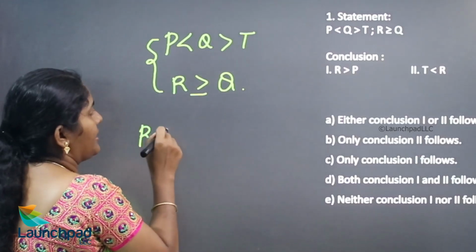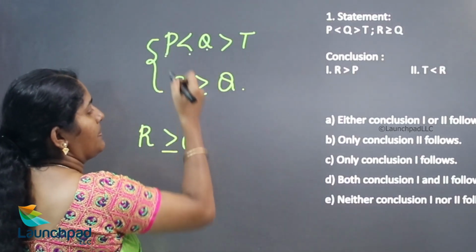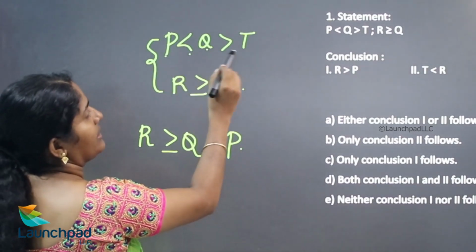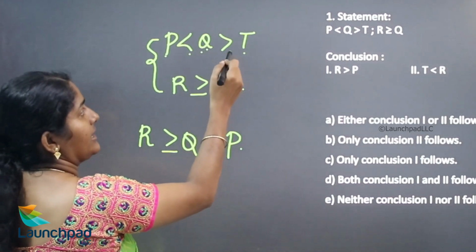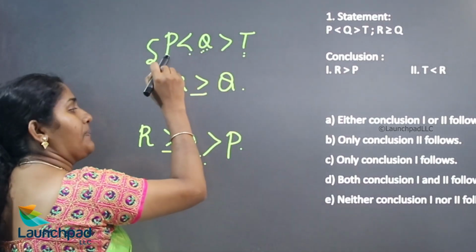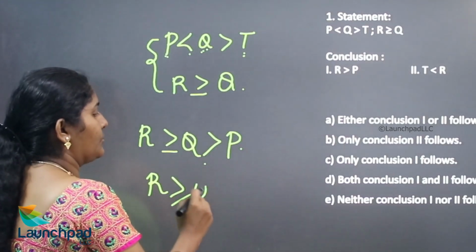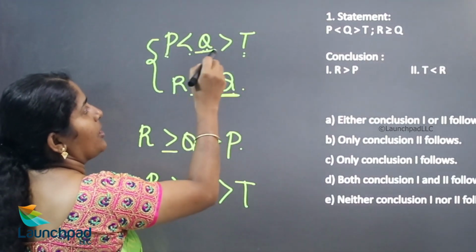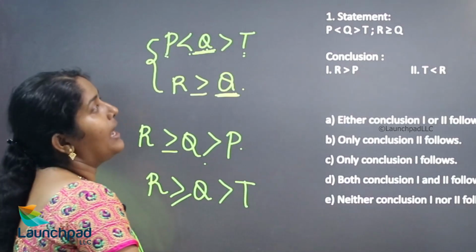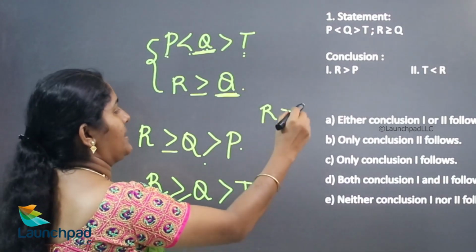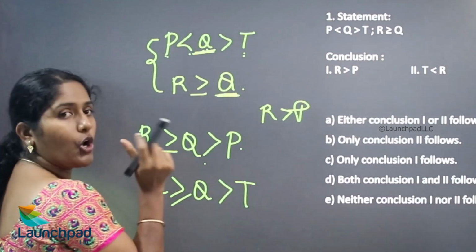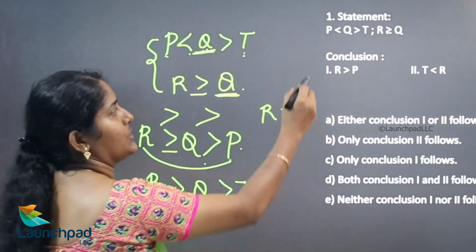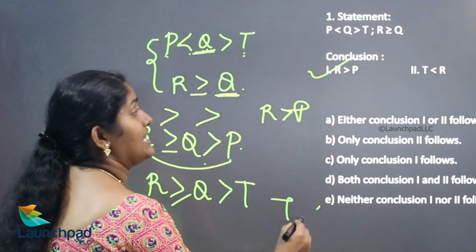First of all, R greater than or equal to Q, Q is greater than P, and one more thing, we don't know about T and R. Anyway, Q is greater than T and Q is greater than P. So R is greater than or equal to Q and Q is greater than T. Here the common letter is Q. And the conclusion, R greater than P. What is the common symbol between R and P? Greater than. R is greater than P, hence the first one is correct.